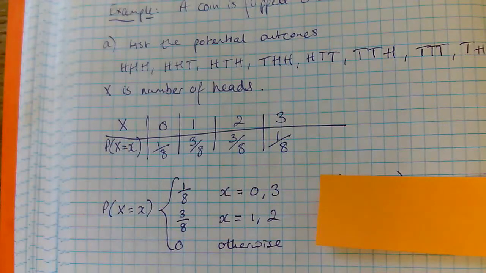For the 3/8, you've got x equals 1 and 2, showing that the probability of getting 1 head or 2 heads would both be 3/8. Now down the bottom, then you've got 0 and the word otherwise next to there.